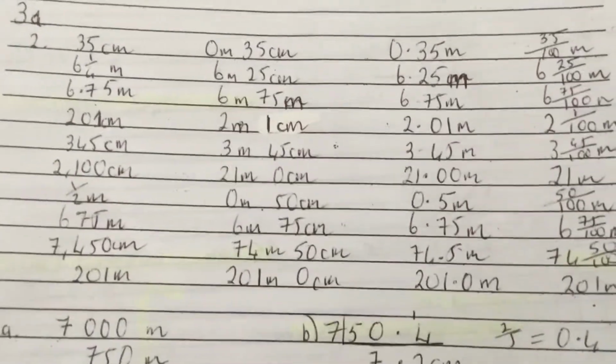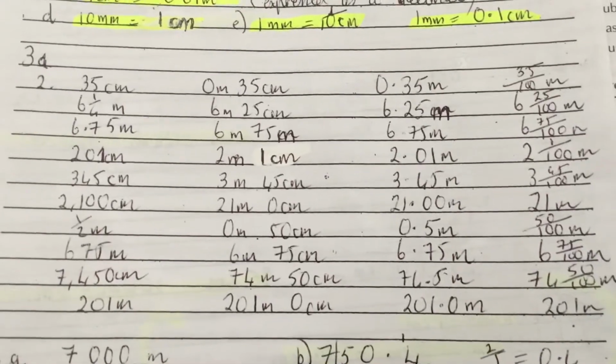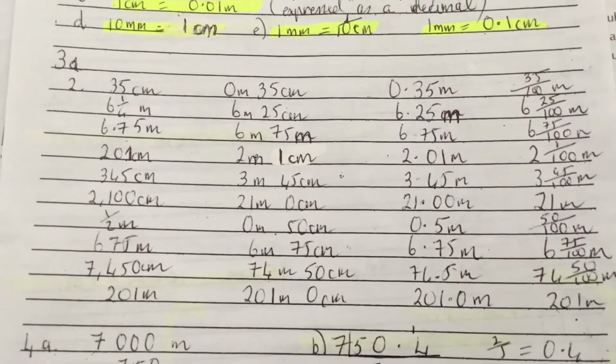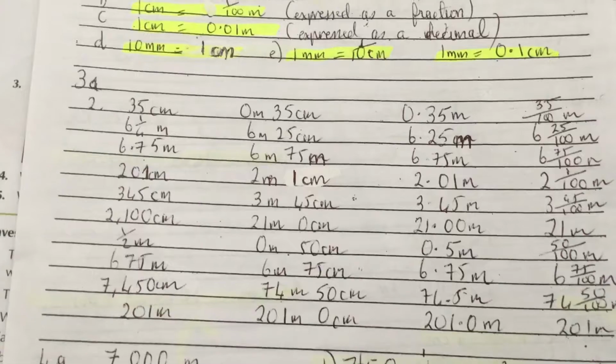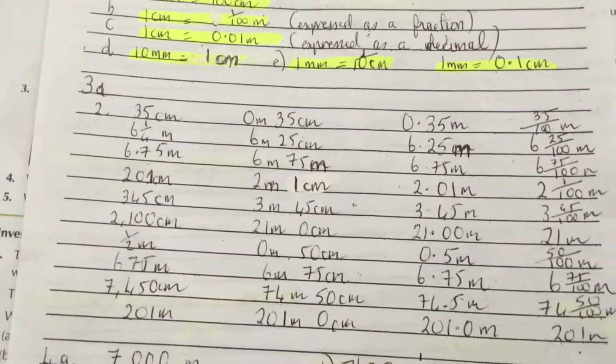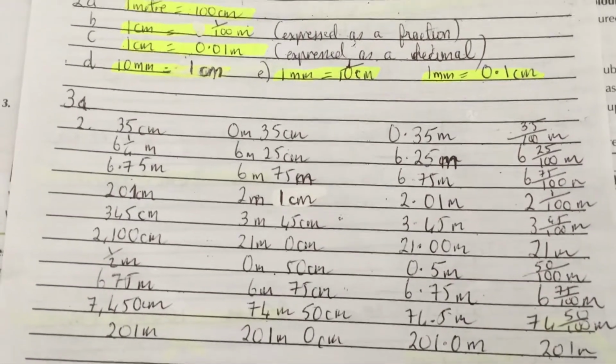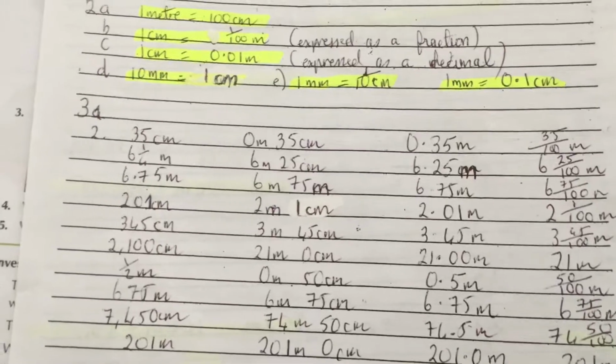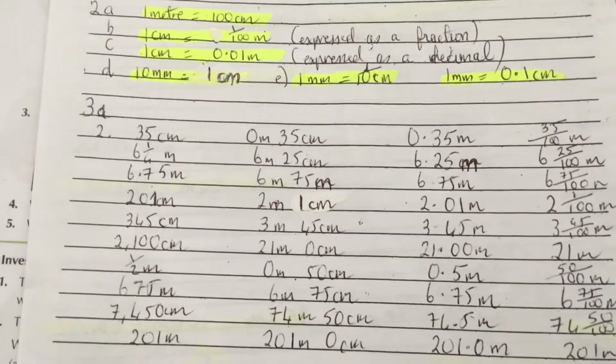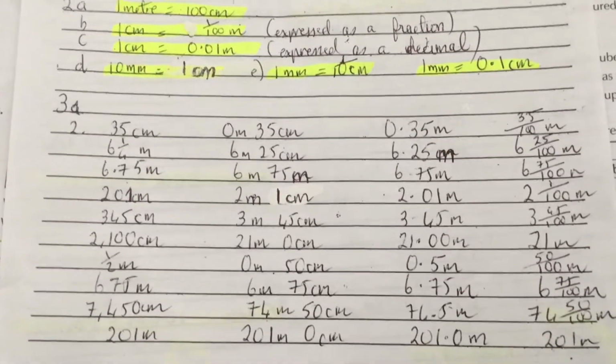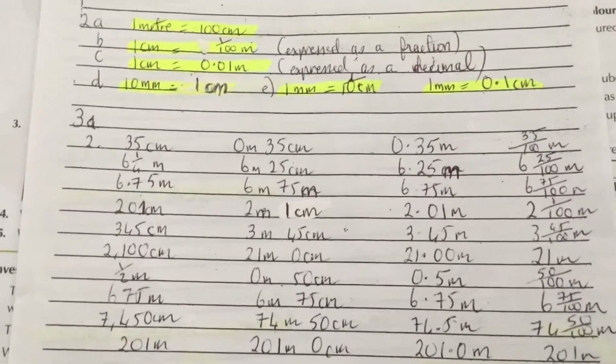Okay, and then 7,450 centimeters. So we have 100 centimeters in a meter. There are 450 there. There are 400, so that's 4 meters already. And then there's 7,000, which makes that 70. So 70 and the 4 makes 74 meters with 50 centimeters, half a meter left over.